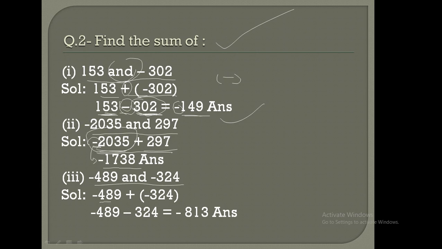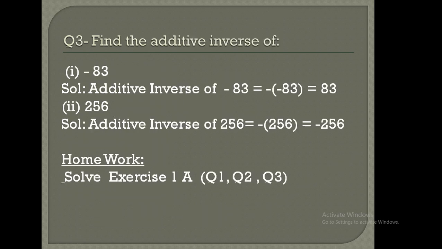Now in the third part of this question, minus 489 and minus 324. Here we will replace this 'and' with a plus sign, and now minus 489 plus, in bracket, we can write minus 324. Again we will open this bracket, minus 489 and minus 324. Now both the integers are negative integers, so we will add and we will put a negative sign in front of this number. Now we will move to the next question.